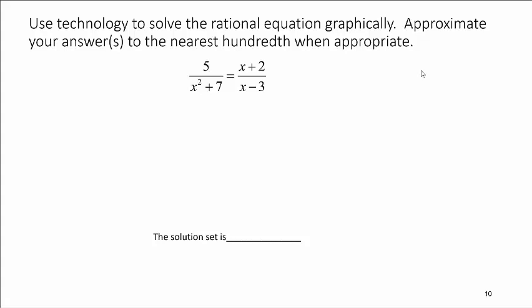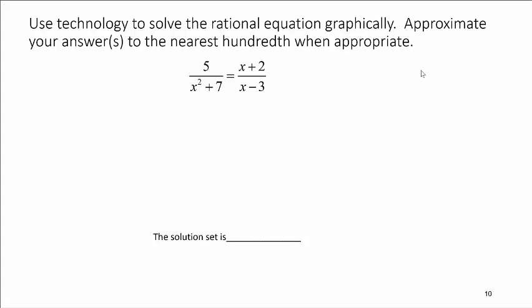In this example, we're going to use technology to solve a rational equation graphically, and we're going to approximate our answers to the nearest hundredth where appropriate. All right, so the equation that we're given is 5 over x squared plus 7 equals x plus 2 over x minus 3.